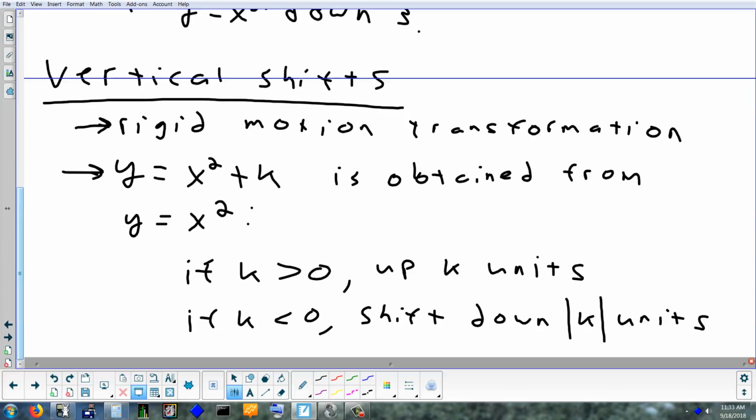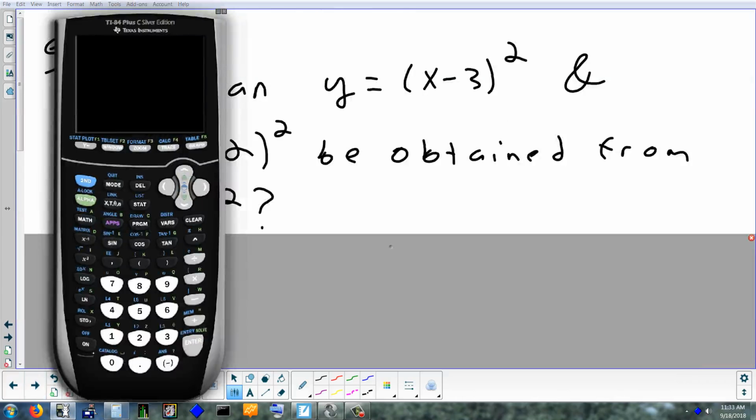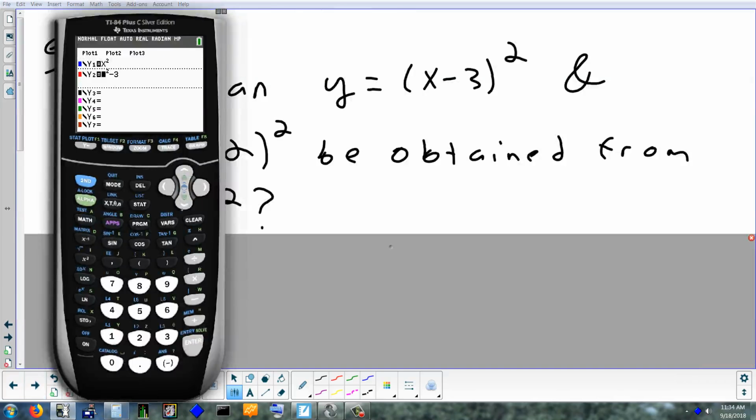So adding a number on the end shifts up or down. What do you think adding or subtracting a number inside the parentheses is going to do? Okay? Move it left to right. So let's see what happens. Any guess which way the minus is going to shift it? Left? All right, let's try it. So x minus 3 squared. So there's the original, and then a minus actually shifted it right.